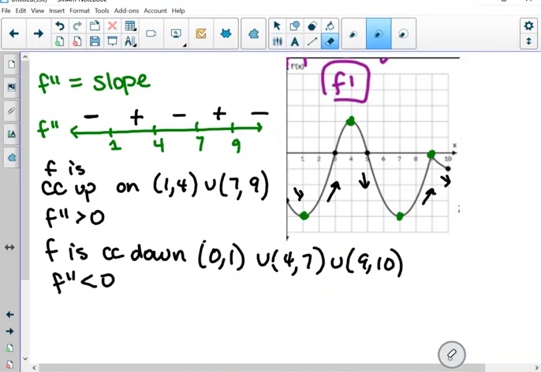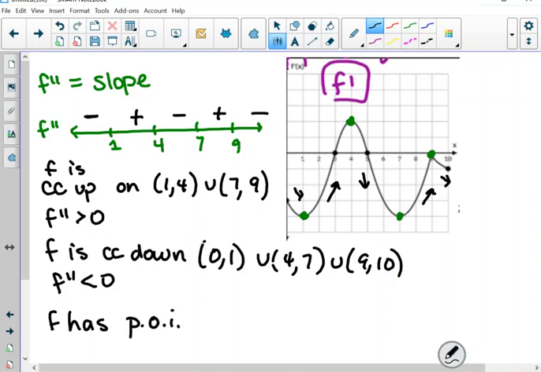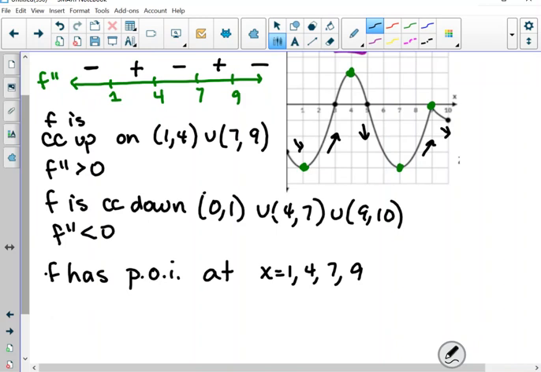Okay, F has POI, points of inflection, at all those numbers, at x equals 1, 4, 7, and 9. This thing's wiggly. F double prime changing sign.